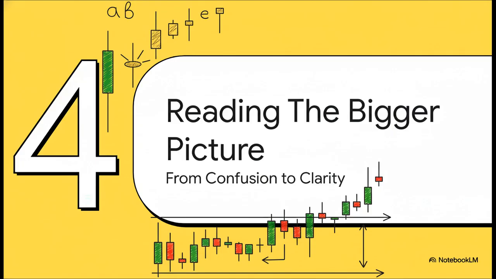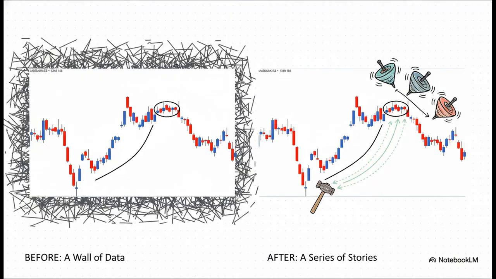Now it's time for the payoff. Let's go all the way back to that confusing chart we started with and see what it looks like now. So on the left, that's where we began, a wall of data. But on the right, that's what we see now. Hey, look, right at the peak of that rally, you see that little cluster of spinning tops? That's the market screaming indecision right before the price fell. And check this out. Down here, after that steep drop, see that little candle with the long lower shadow? That's a hammer. It was signaling that the sellers were losing steam right before the price bounced back. It's not noise anymore, it's a series of stories.